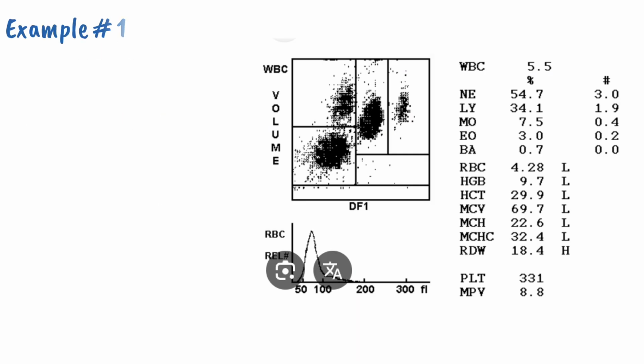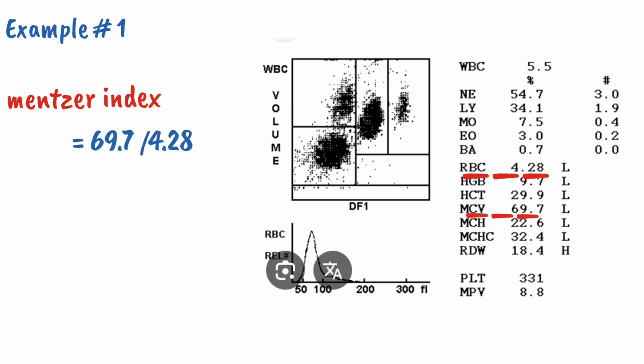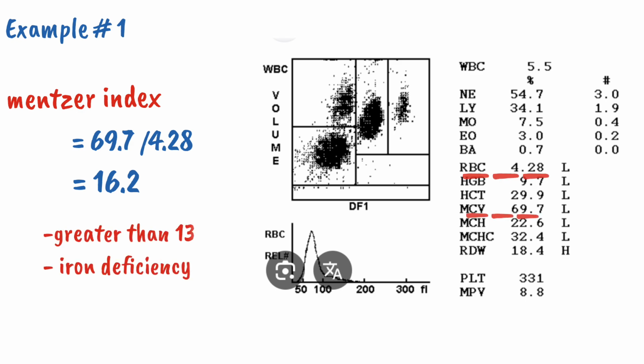In the first example, you can see the CBC report of this patient. The patient's MCV is 69.7 while the RBC count is 4.28. So to calculate the Mentzer index, we divide 69.7 by 4.28 and the result is 16.2. So this index value is greater than 13. So this patient has iron deficiency anemia.